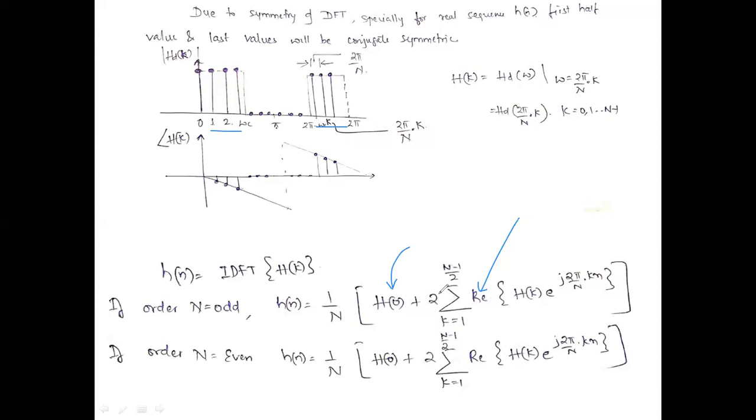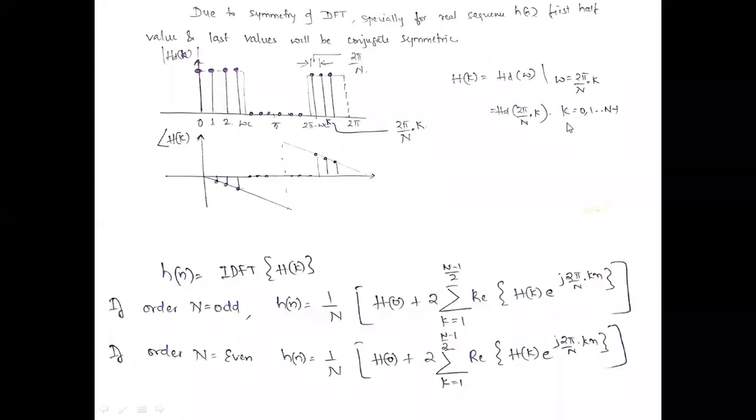So that's why you can see, the real parts get added. That's what this 2 indicates. The imaginary part gets cancelled. The sine term gets cancelled. So I hope that should be helpful while deriving this particular expression. So there it is. We are now ready for the frequency sampling technique.